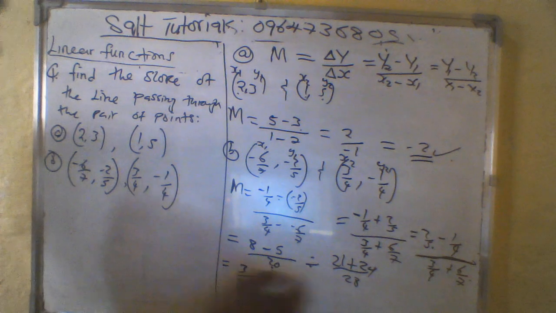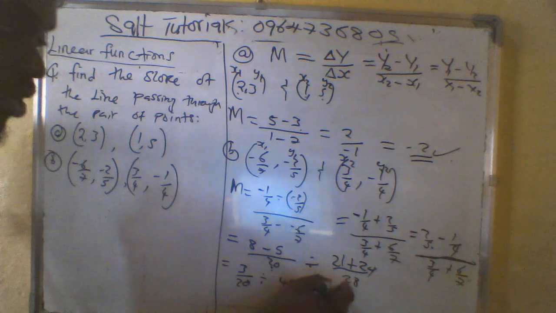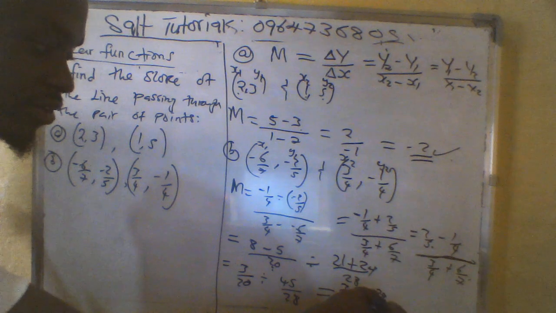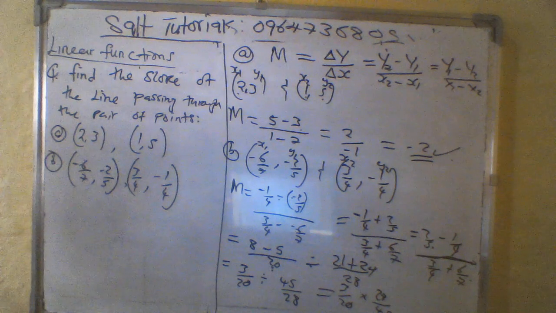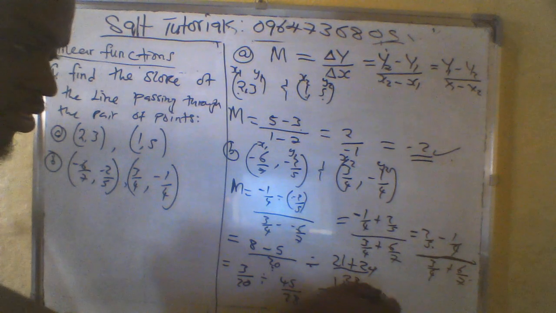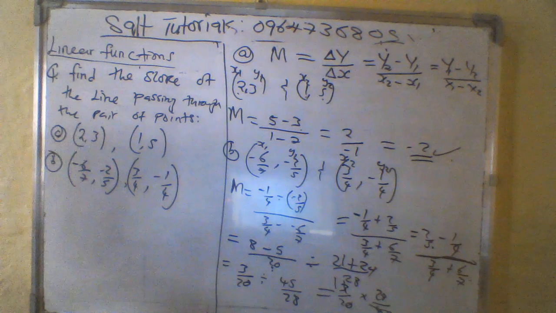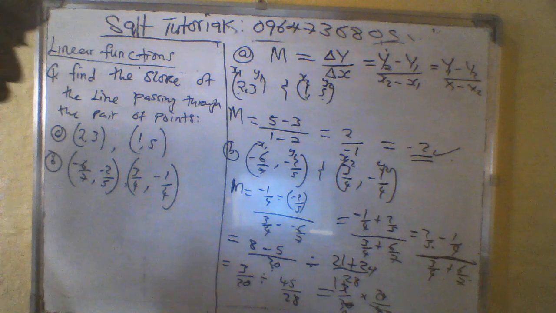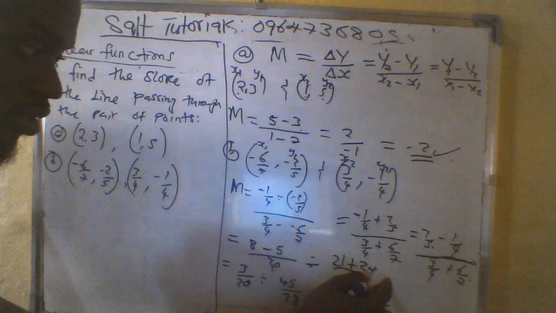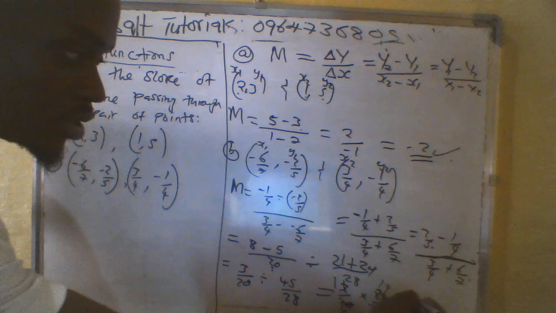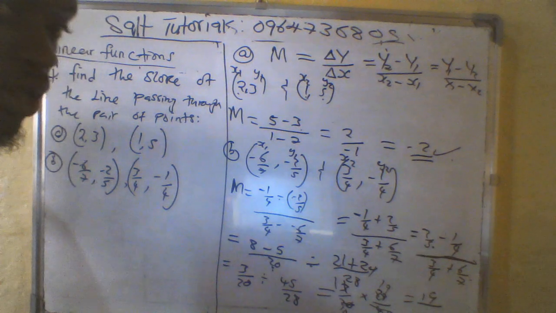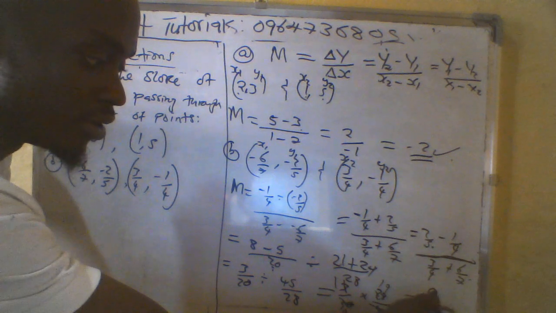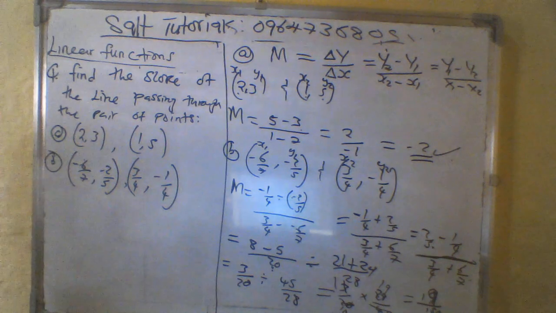3 over 20 divided by 45 over 28 becomes 3 over 20 multiplied by 28 over 45. Then 3 into 3 is 1, 3 into 45 is 15, 2 into 20 is 10, 2 into 28 is 14. You can confirm on that one.